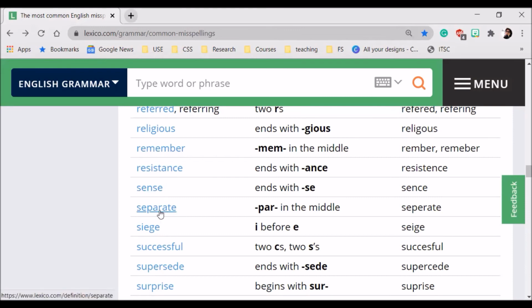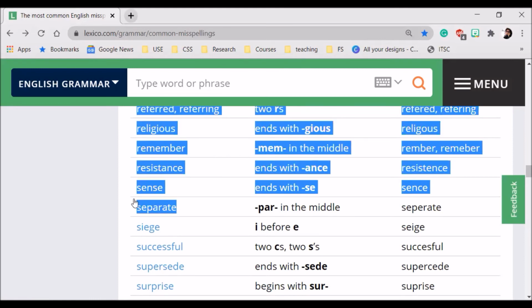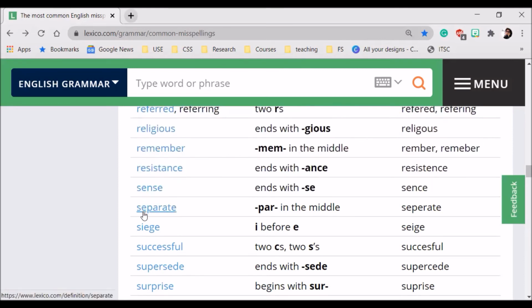Separate is a common mistake that I used to make a lot, but now I cannot forget the spelling because it has SE and then A in the middle and then TE. So PARA would come in the middle. So say parrot. I often wrote E, but now I don't.